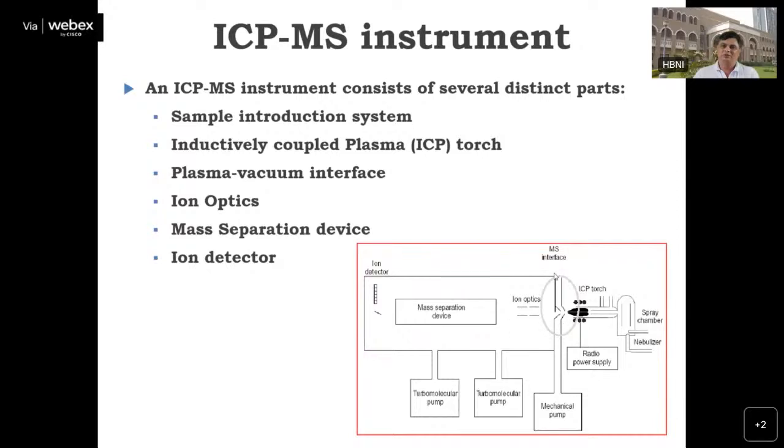So this is called an interface, that is called a plasma vacuum interface. Then ion optics, we'll see what is the importance of the ion optics, then the mass separation devices, and then finally the ion detectors.